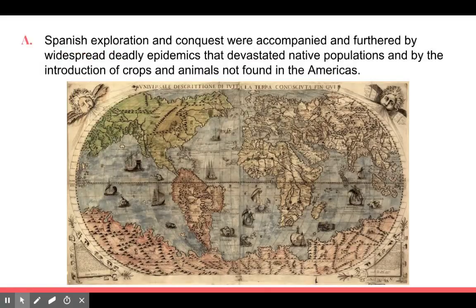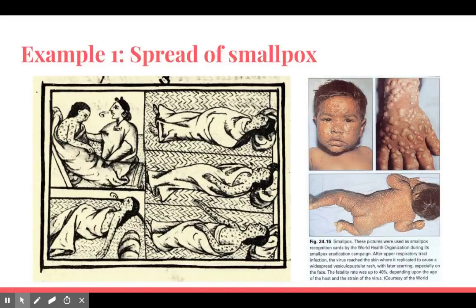Spanish exploration and conquest were accompanied and furthered by widespread deadly epidemics that devastated the native populations throughout the New World. They were also accompanied by the introduction of new crops and animals that were not previously found in the Americas. The most deadly epidemic, or disease, that was spread by the Spanish and by the Europeans in general in the New World was smallpox. It was introduced and spread through Mexico and South America and later affected North America.